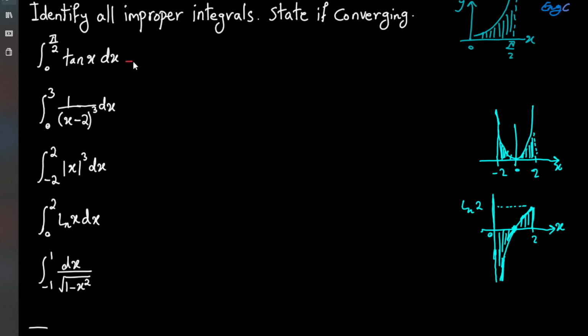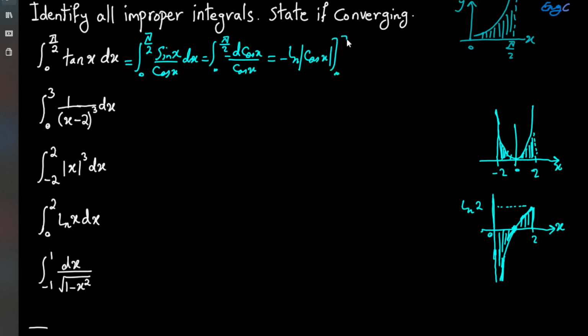But the integral computation is easy in the sense that we would do 0 to pi over 2. Instead of tangent, I'm going to write sine of x over cosine of x dx. And then sine dx can be rewritten in the form of negative d cosine over cosine. And this is nothing but minus ln absolute value of cosine x from 0 to pi over 2.